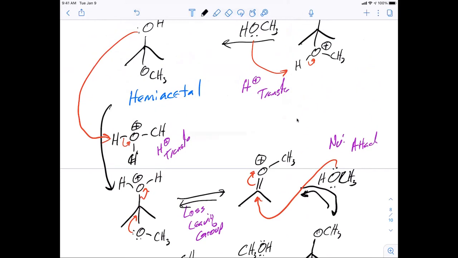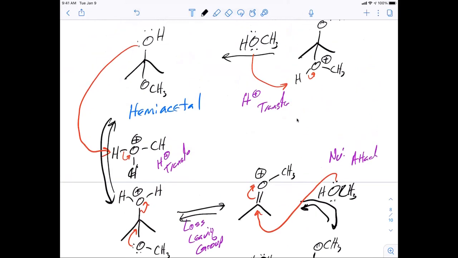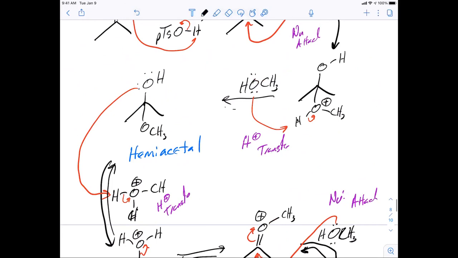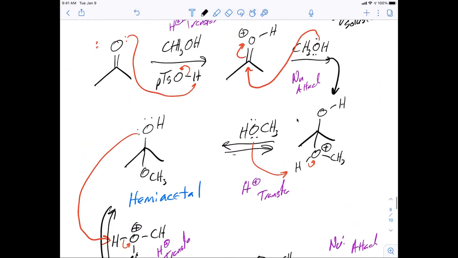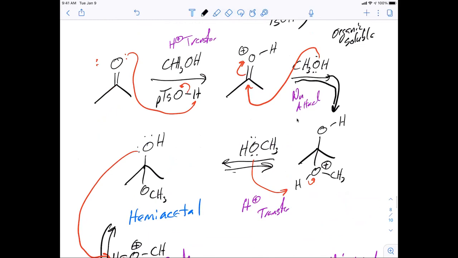Could I redo the proton transfer? Yes, that's reversible. Could I redo this? Yes, that's reversible. Could I redo this one? Yes, that one's reversible. And even the first protonation is reversible, right? So this whole reaction is reversible, right? What depends on whether it's going to go forward to the ketal or back to the ketone? It's going to be whether I have an excess of the alcohol or I have an excess of water.